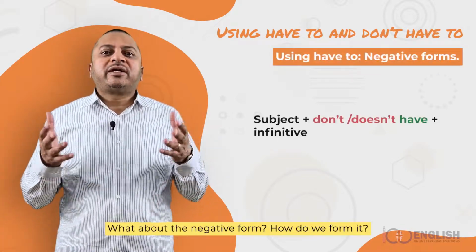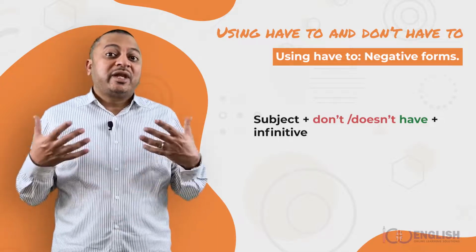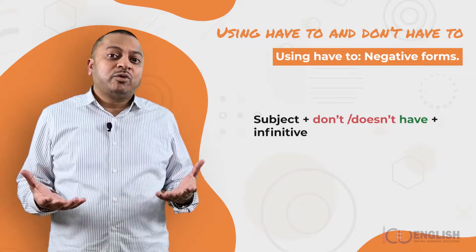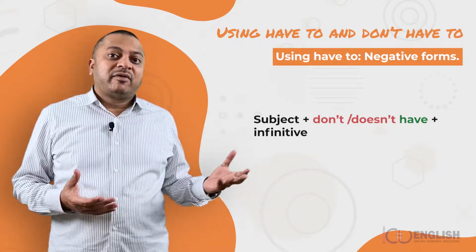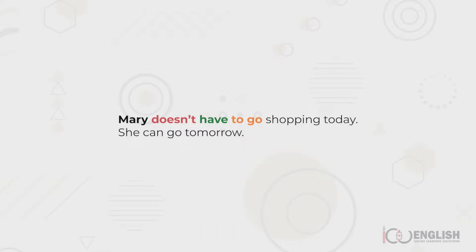What about the negative form? How do we form it? To use the negative form, you use the subject plus don't or doesn't have and the infinitive. Let's look at an example. Mary doesn't have to go shopping today. She can go tomorrow.